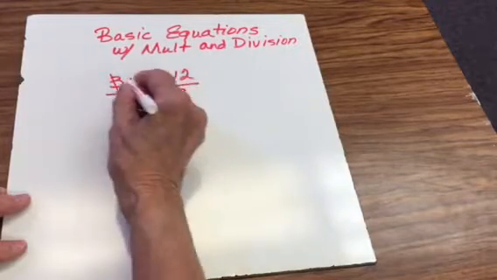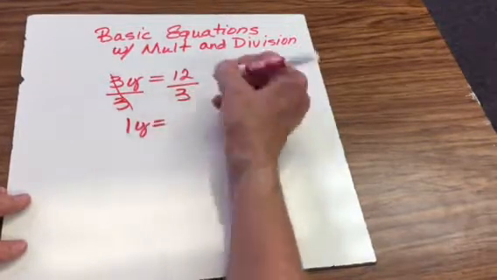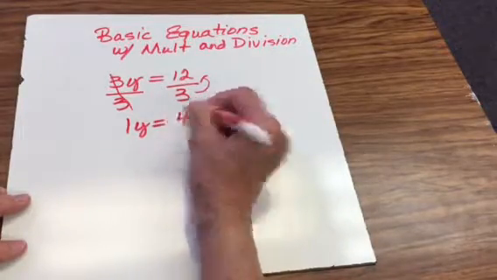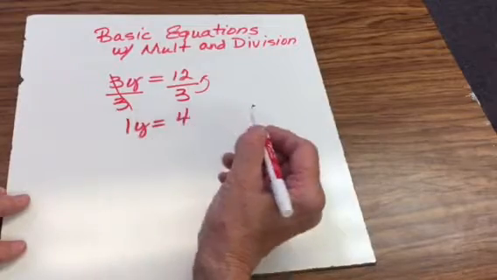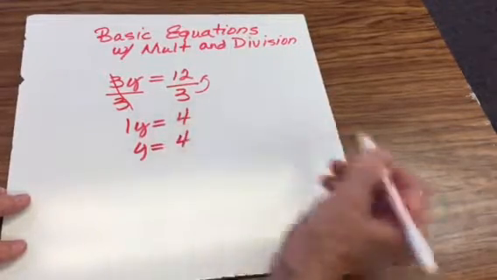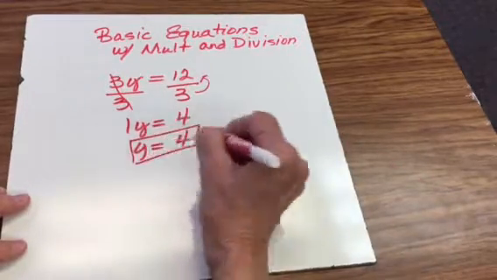When I divide 3 into 3, I get 1y equals, now I'm going to divide 3 into 12, and I'm going to get 4. Now, I don't have to say 1y. I can just say y. Y is 4. Now, let's check that out, see if it's right.